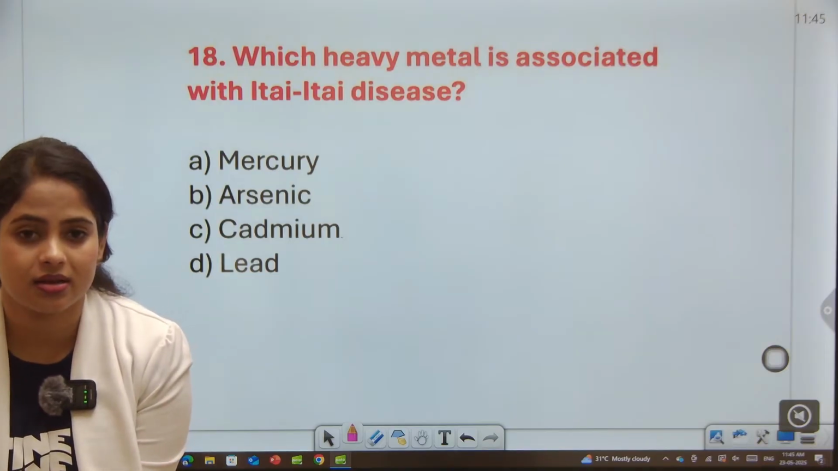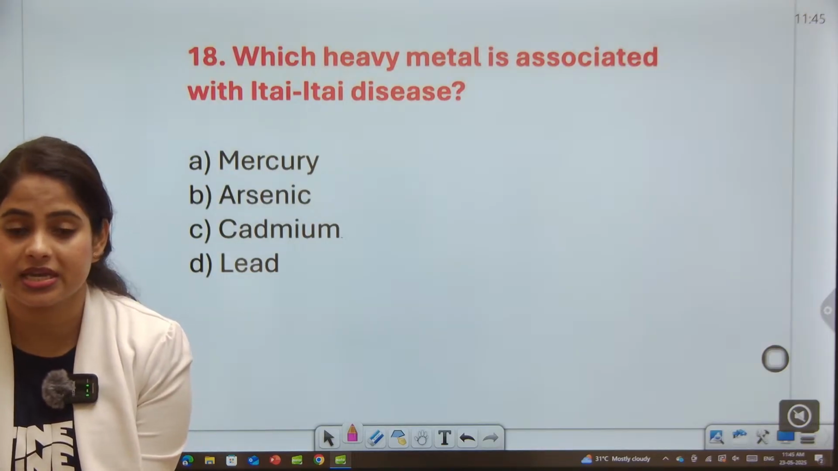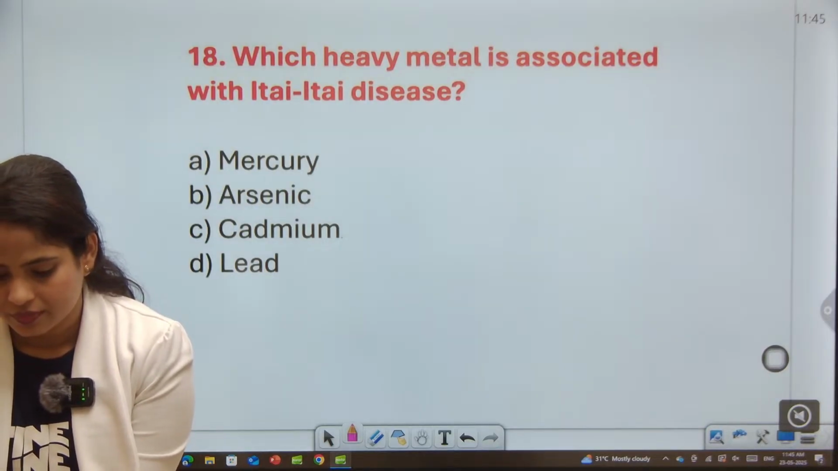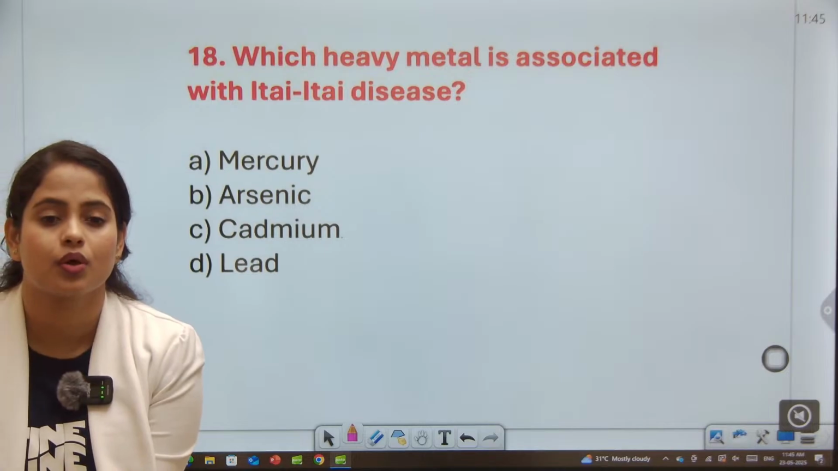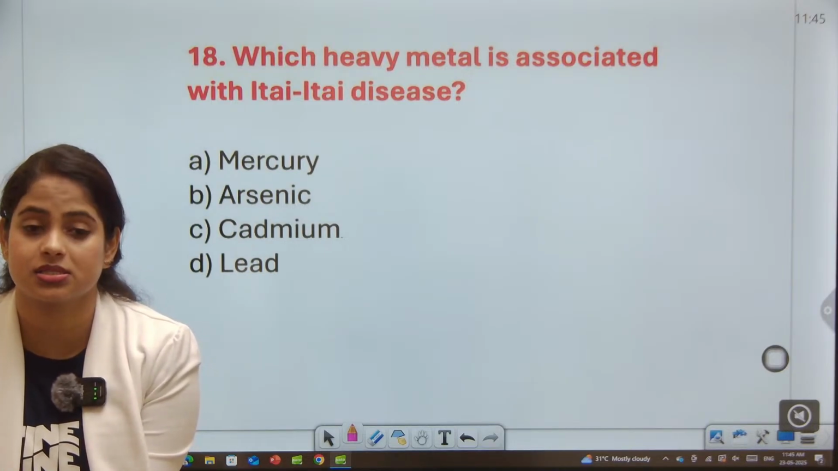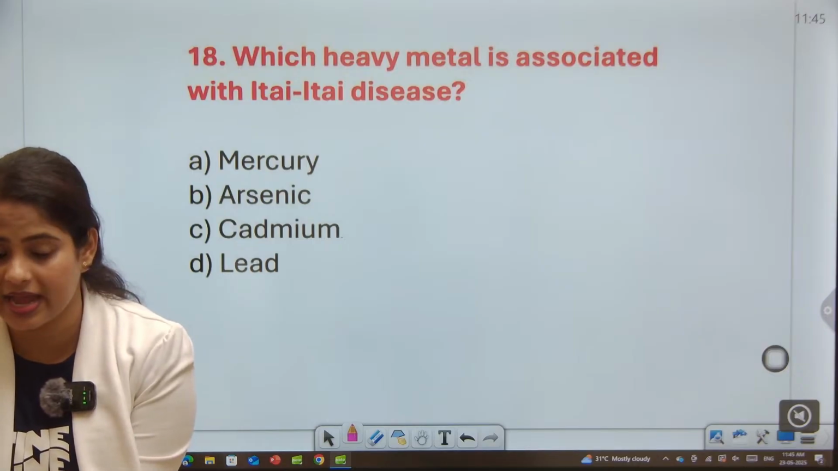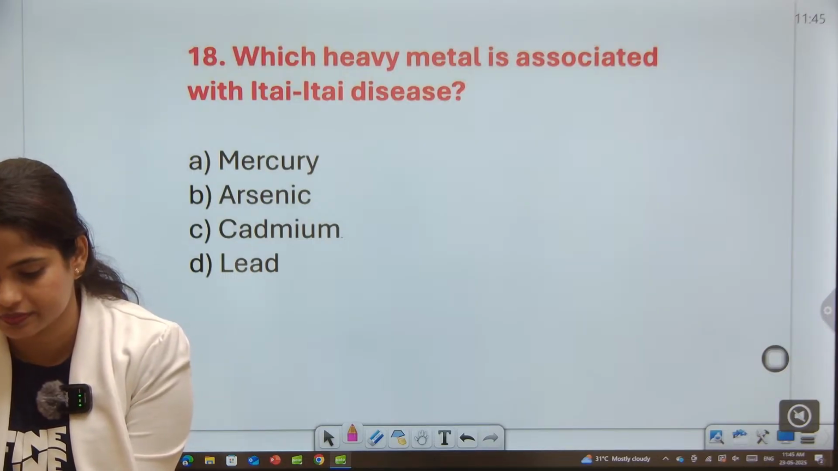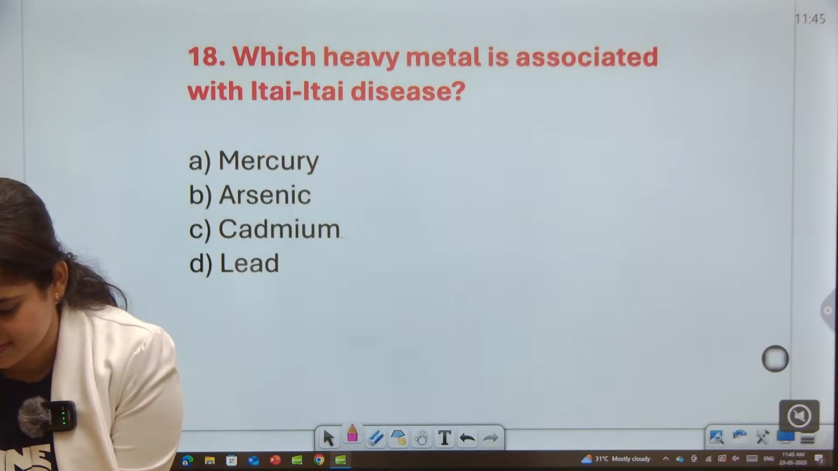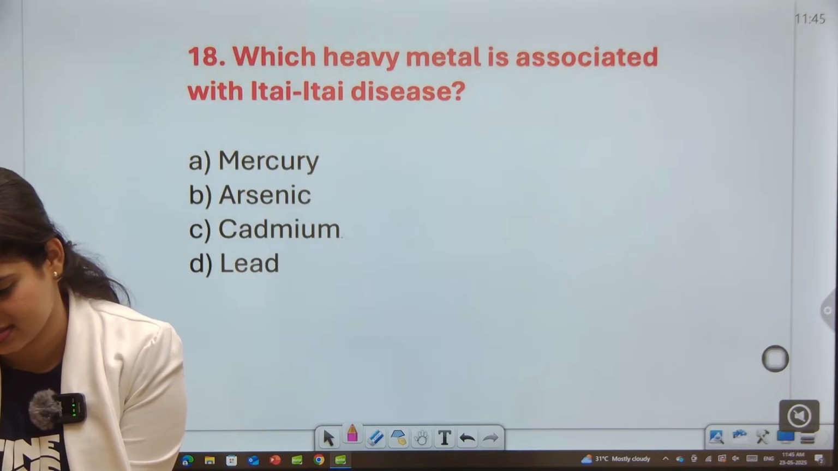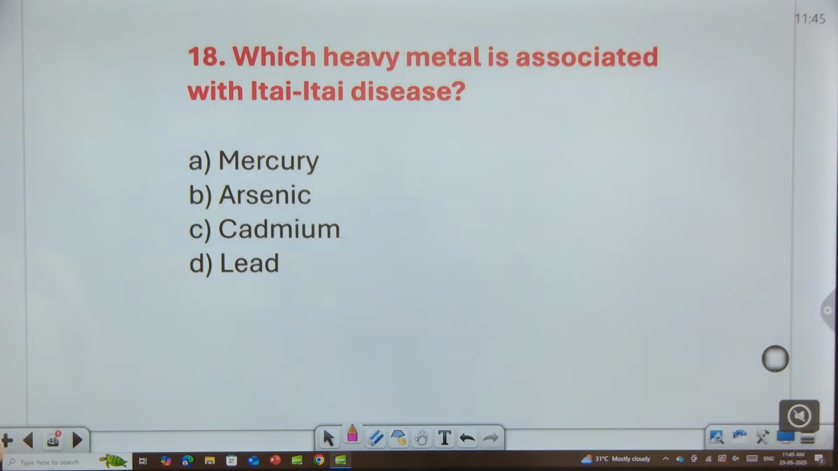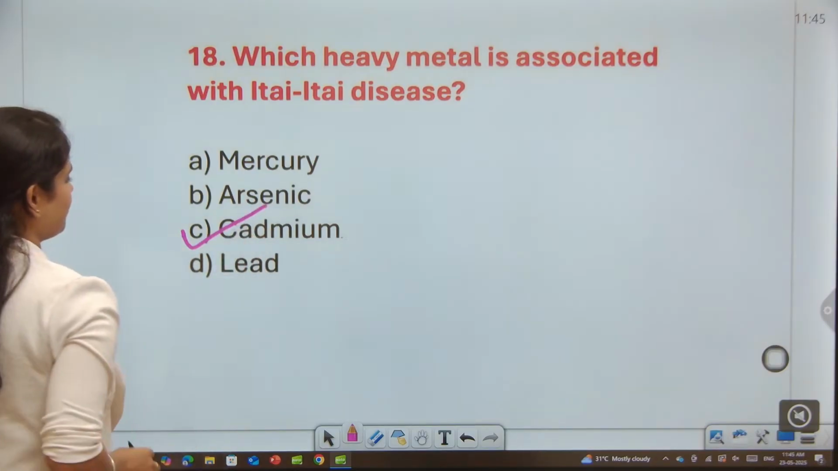which heavy metal is associated with Itai disease? Tell me. Which heavy metal is associated with Itai disease? The mercury, the arsenic, the cadmium or the lead? That is cadmium.